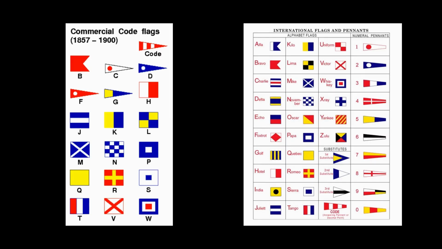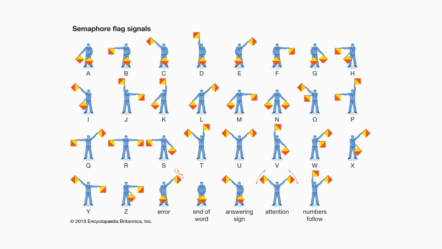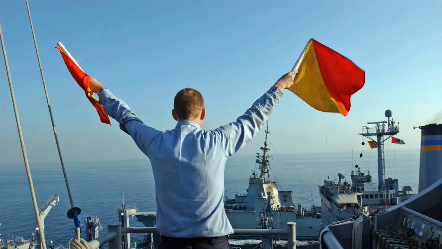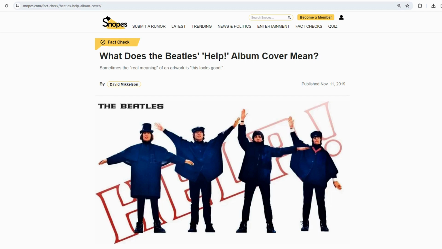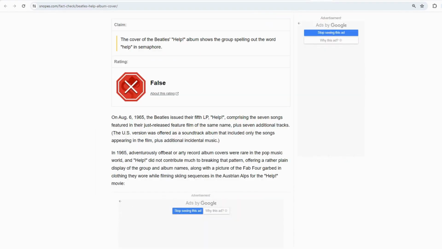And flags get used. You can see that these flags can actually represent different letters, and they can spell things out. Or you might be familiar with the semaphore flag signals that are used still to this day in the Navy, and that the Beatles did on the front cover of their Help album. And of course, there's a lot of people that have a big conspiracy theory as to what they're spelling out, that they're spelling out the word help, as Snopes is of course showing here. This is false. They weren't spelling out anything in particular. They just stood like that. They thought that it looked good. And that's the cover of the album.